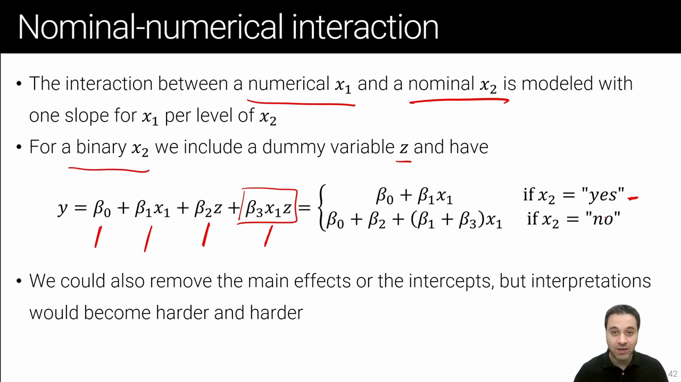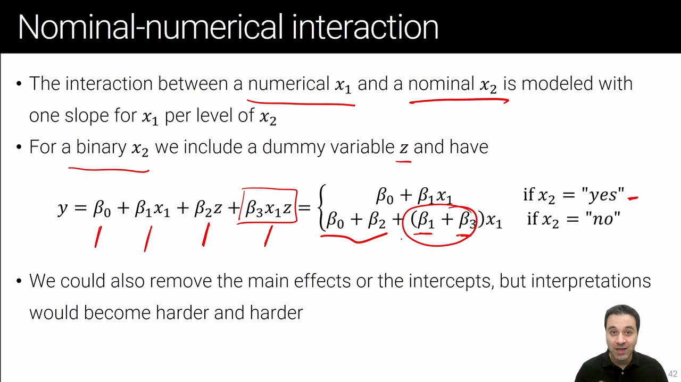And now if we have x2 equal no, then we have two changes. First of all, we have a deviation for the intercept. Now it's not going to be only beta 0, it's going to be beta 0 plus beta 2. So that right there is the main effect of the categorical predictor. It's a deviation for the intercept, up or down. And then we also have a deviation for the slope. So what multiplies x1 is not only beta 1, it's beta 1 plus beta 3. This would be the slope for the group x2 equal no.